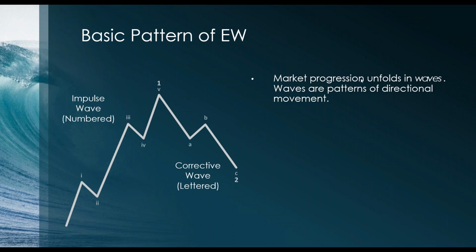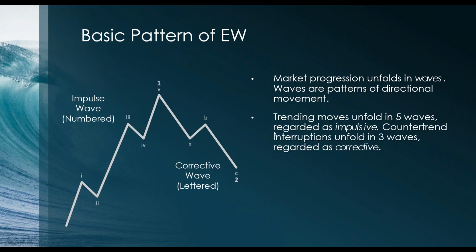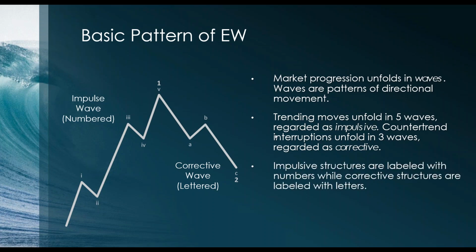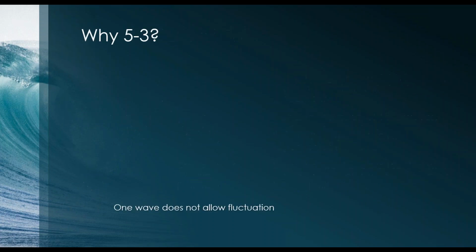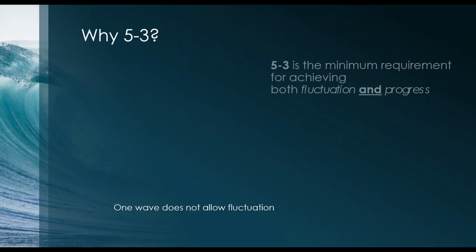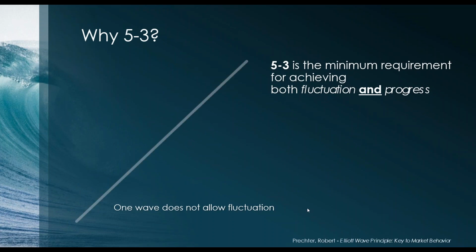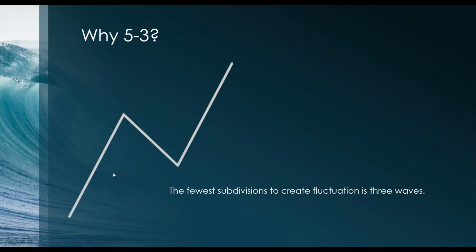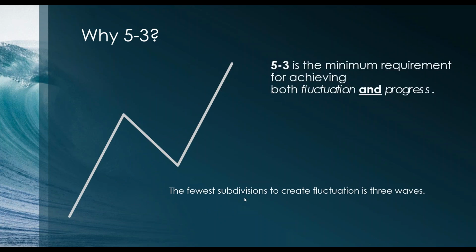Market progression unfolds in waves. Went over this. Trending moves unfold in 5 waves, regarded as impulsive. Counter-trend interruption unfolds in 3 waves, regarded as corrective. Impulses are structured in numbers and corrected in letters. Okay, so why 5-3? One wave would not allow fluctuation. So we have 1 wave up, there's no fluctuation, just straight up. 5-3 is the minimum requirement for achieving both fluctuation and progress. The fewest subdivisions to create fluctuation is 3 waves.